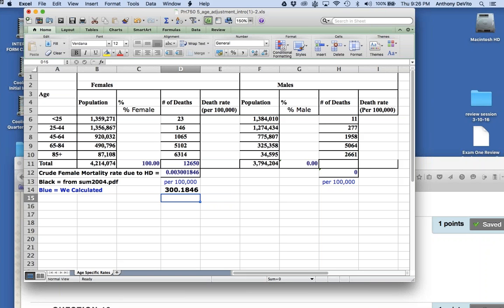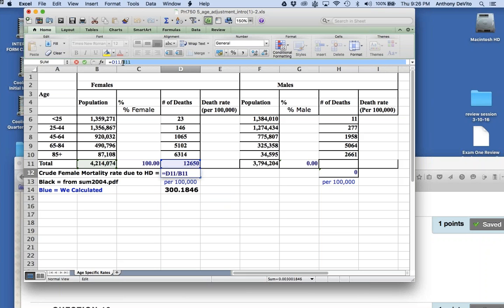Okay, so the risk of dying from heart disease for women in New York City is 300 per 100,000 population. I could have actually done this right here in the formula, which was the total mortality divided by the total female population. I could have just put times 100,000 up there, so it would have been per 100,000 population overall. But you could also just do it here with a second step. Everybody okay with that? Not an earth-shaking calculation or anything like that.